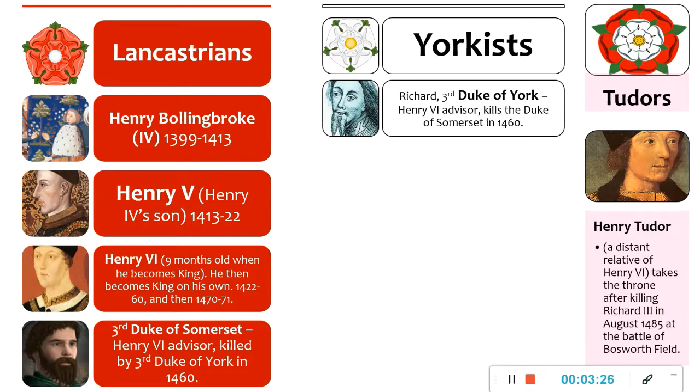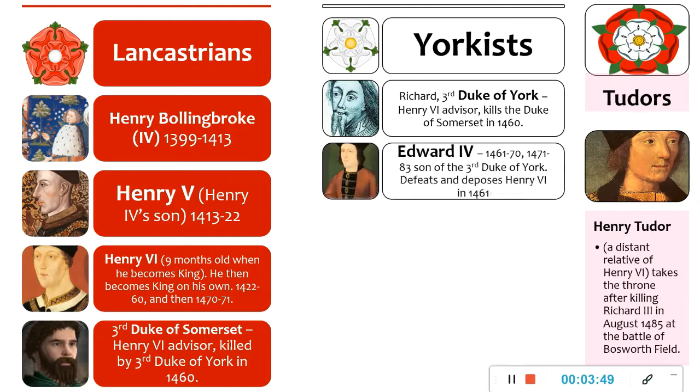One of our notable figures, who has just been referenced, is Richard, Duke of York. The Duke of York is also an advisor to Henry VI, and he kills, as has been laid out already, the third Duke of Somerset, a famous, powerful Lancastrian advisor. And he does so in 1460. We're going to come and see that in a second.